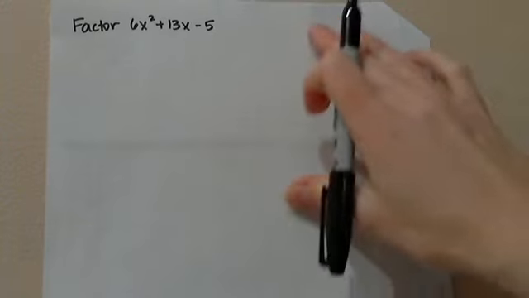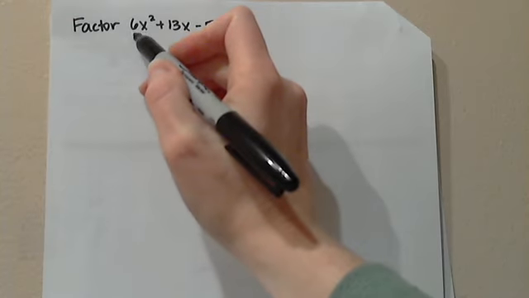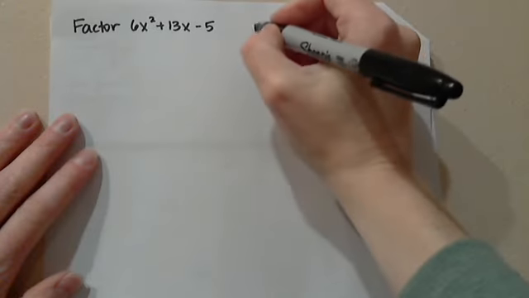All right, in this example, we're asked to factor the trinomial 6x squared plus 13x minus 5. And we know this is a more difficult type of factoring problem because of that 6 in front of our x squared. So I'm going to use the AC method.